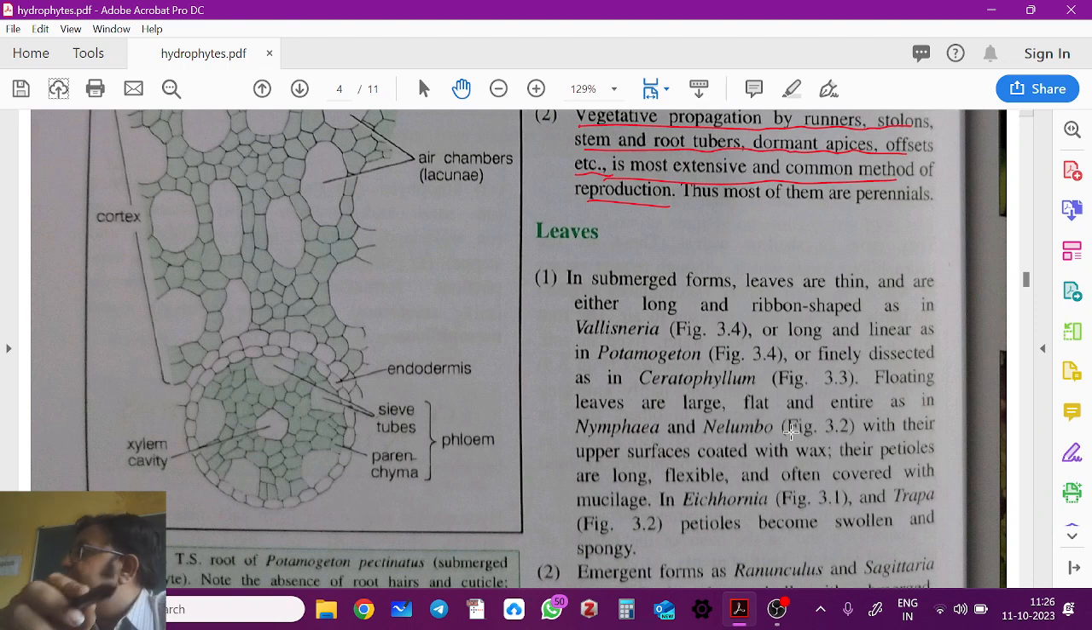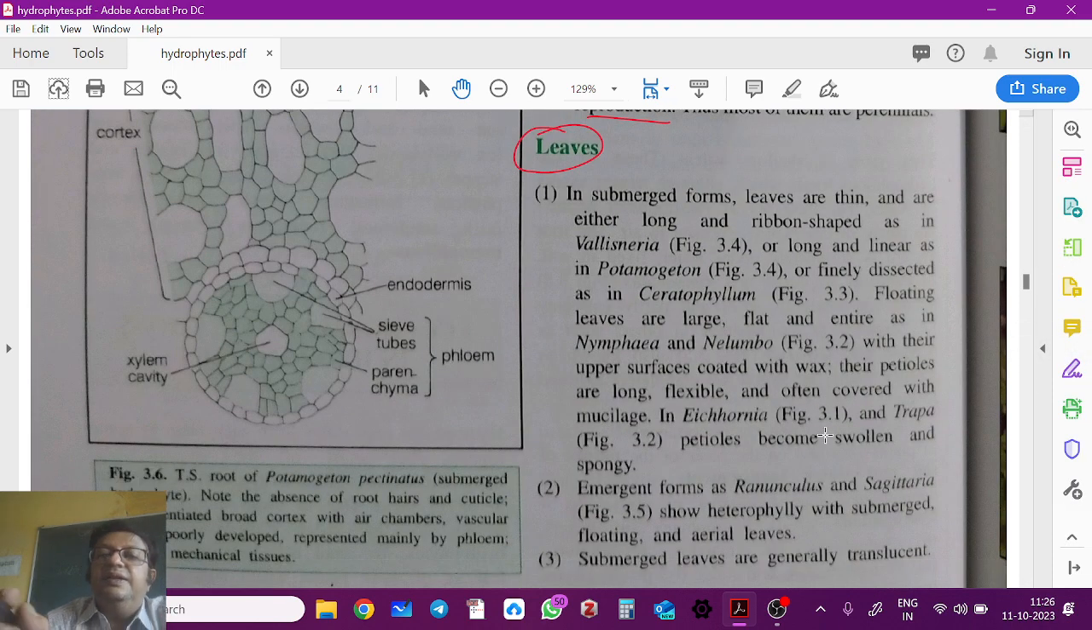Next is leaves. In submerged forms, leaves are thin and are either long and ribbon shaped, or long and linear, or finely dissected. That's this much. These three names you must remember.